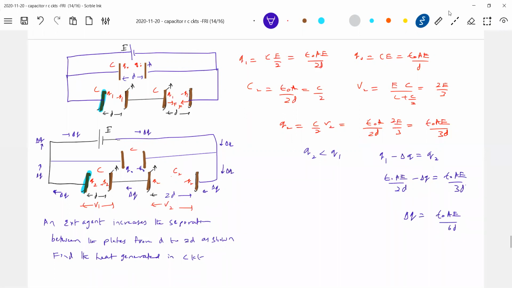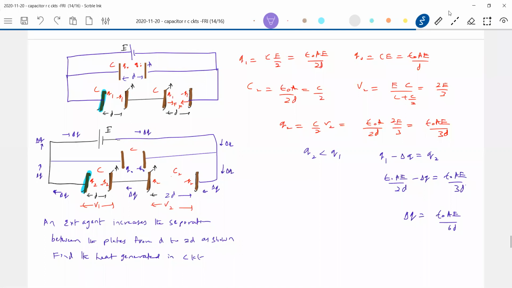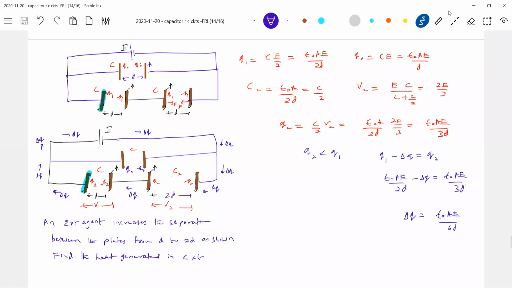Okay, finally, what was the question? Heat generated. Tell me whose help I should take here. Anybody wants to add a comment? The same universal formula. Initial energy in the circuit, U_I, final energy in the circuit, U_F.